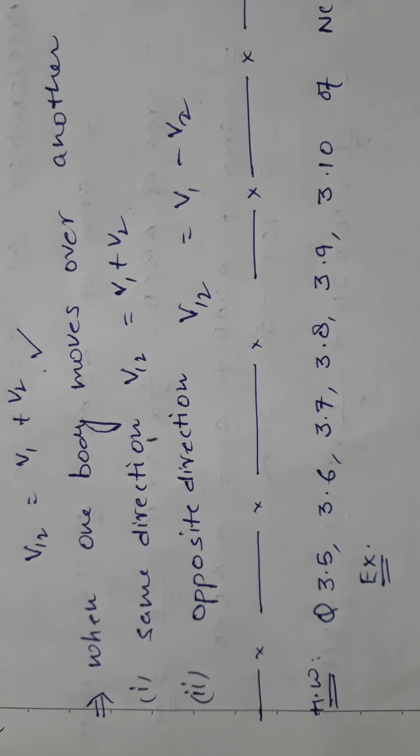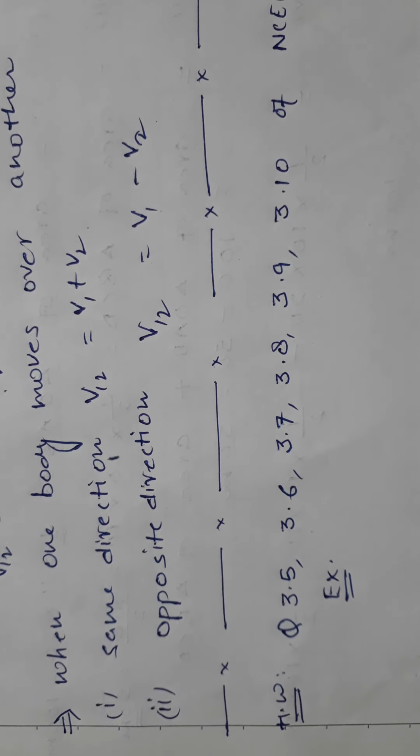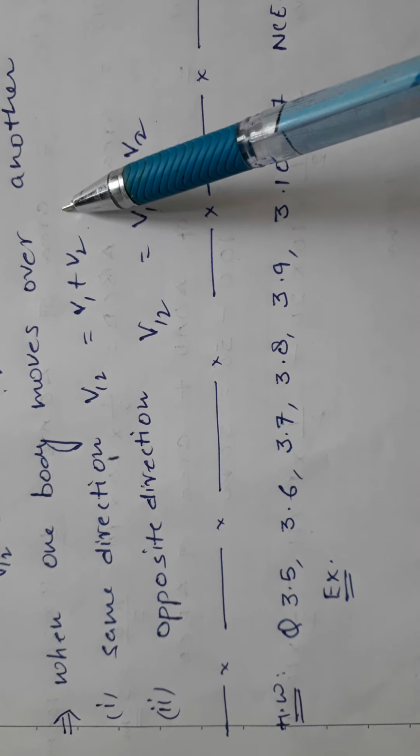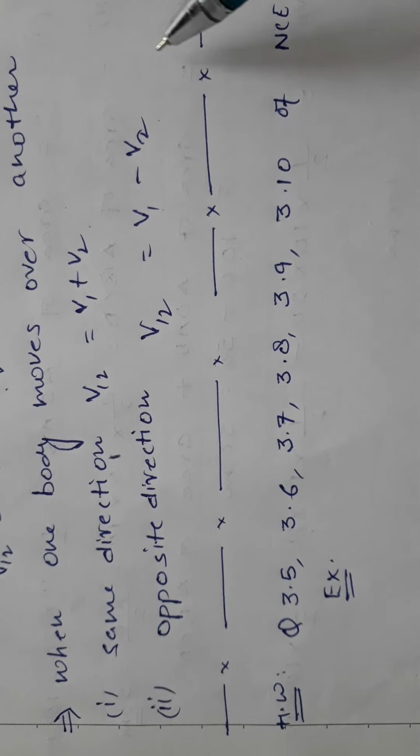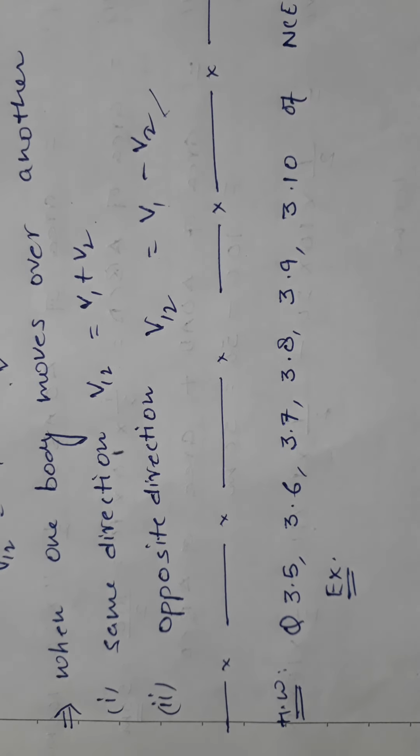If they are in the same frame of reference, one body is moving over another, then relative velocity in the same direction is equal to the sum of the velocities, and relative velocity in the opposite direction is equal to the difference of their velocities. Now students, you can try.